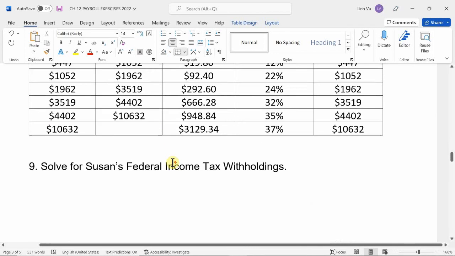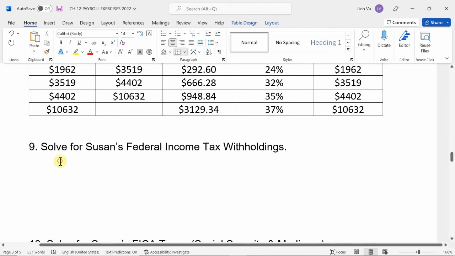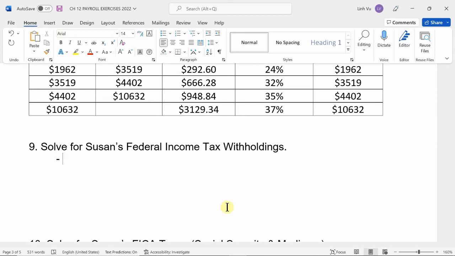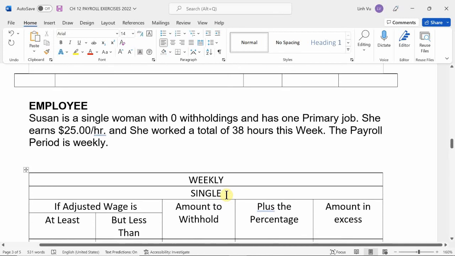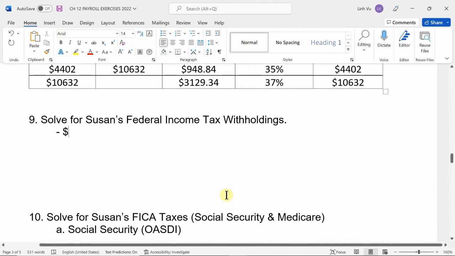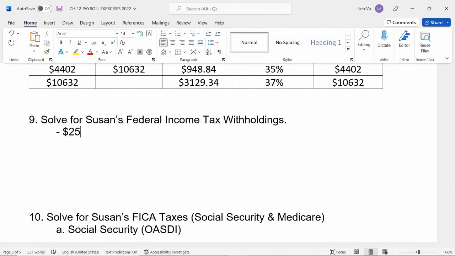So let's go ahead and figure out question 8, what is Susan's federal income tax withholdings? Okay, so first one's first, what is Susan's gross earnings? So she earns $25 an hour for 38 hours. $25 times 38. Okay. So how much is Susan's gross earnings?